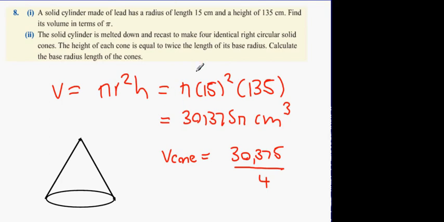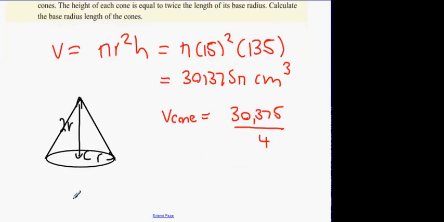Okay, so the height of each cone is equal to twice the length of its base radius. This basically means the height is what, guys? If the radius is r, what's the height? 2r. Twice the radius. Okay? So it's 2r and r. Find the volume of a cone formula.